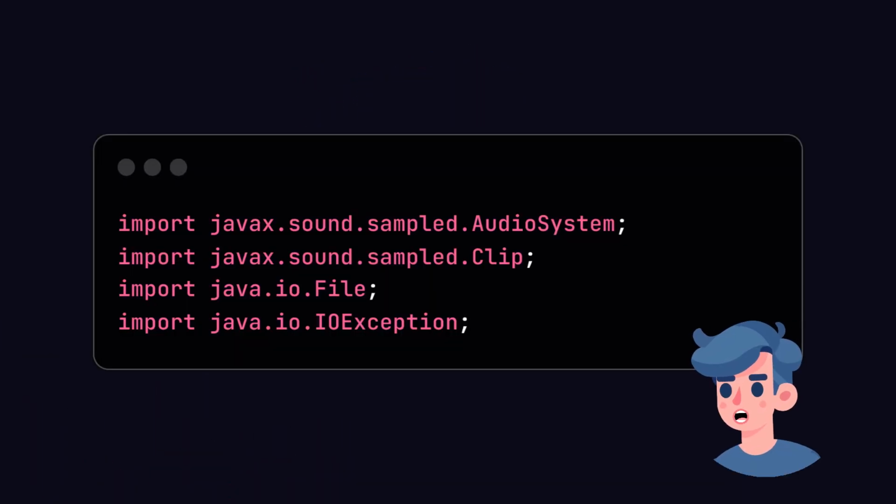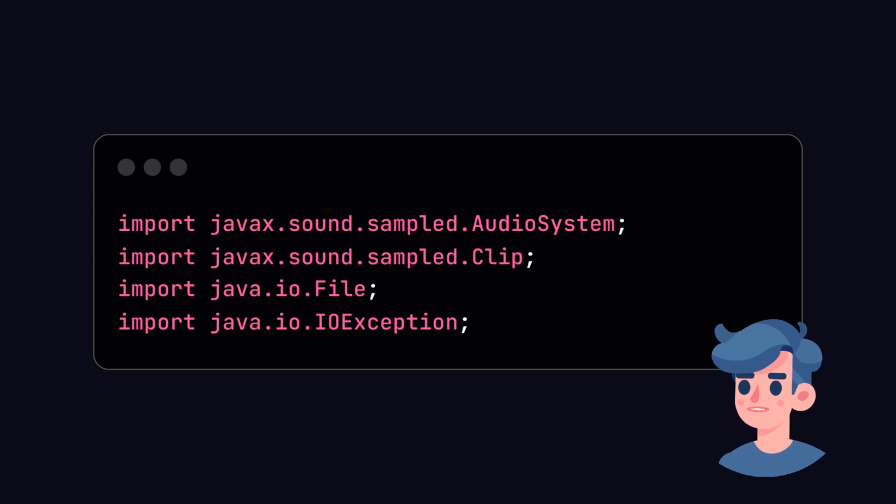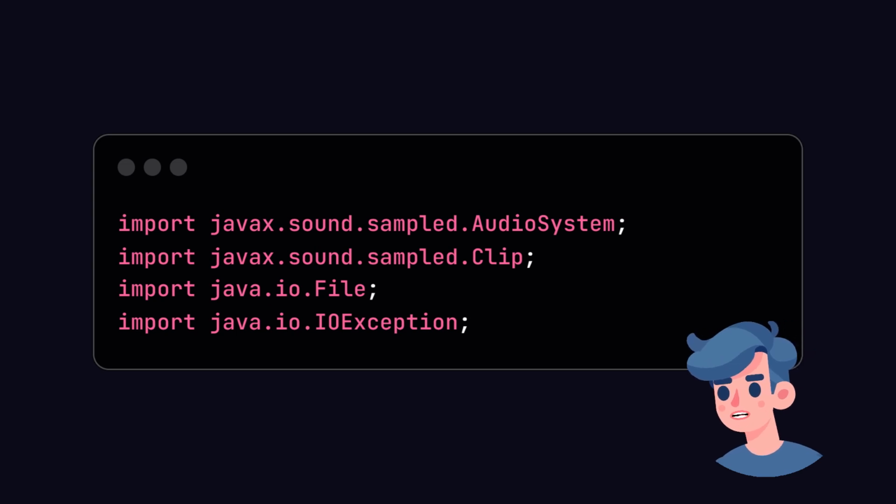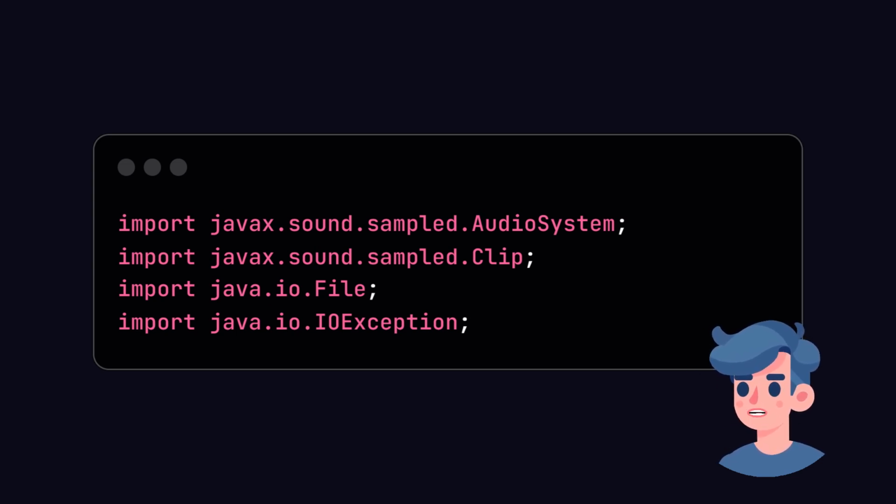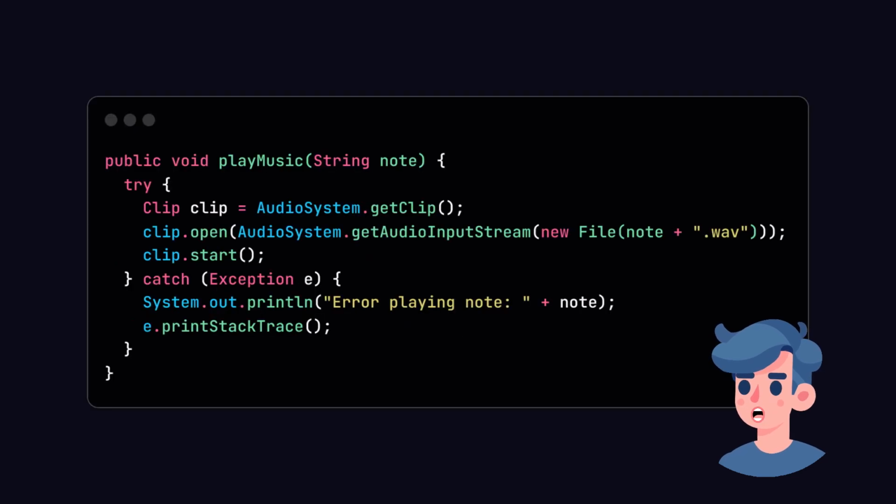Now that we have a basic structure, let's add some features. We want to play actual sounds corresponding to the notes input by the user. For this, we'll use the Java Sound API. Start by importing the necessary libraries. Next, we need to update our playMusic method to play sound files. You'll want to have some audio files, such as C.wav, D.wav, etc., saved in your project directory. Let's modify the method now.